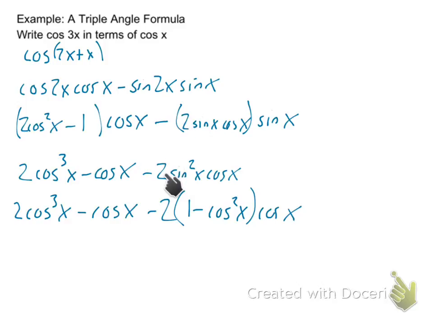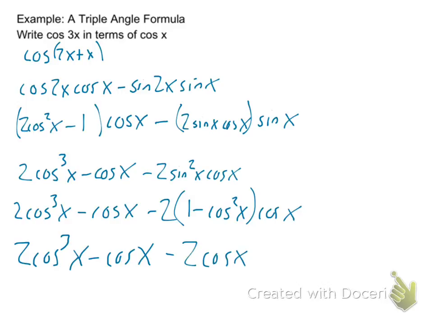Are you guys okay with the -2 being distributed in? And at the same time, the cosine. So it'd be -2 times 1 times cosine. So that's a -2 cosine x. A -2 times negative cosine squared times cosine. Oh, there should be a 2 in front, right? So 2 cosine cubed of x.